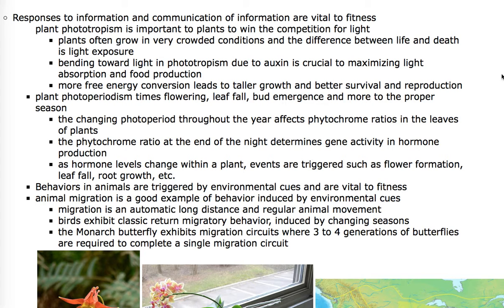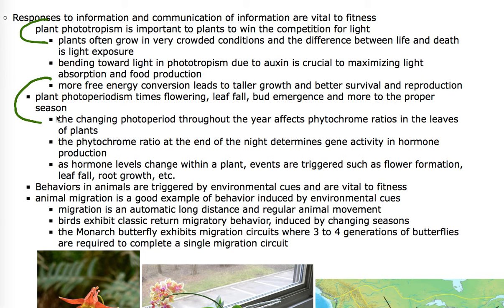It's the next topic and one of the last ones in the chapter here. Responses to information and communication of information are vital to fitness. Plant phototropism is absolutely critical for survival. Plants often grow in very crowded conditions. The plants that absorb the most light win. Auxin is important to bending the stems towards the light to maximize the amount of free energy that's available to the plant for photosynthesis. That makes the plant more likely to survive and reproduce.